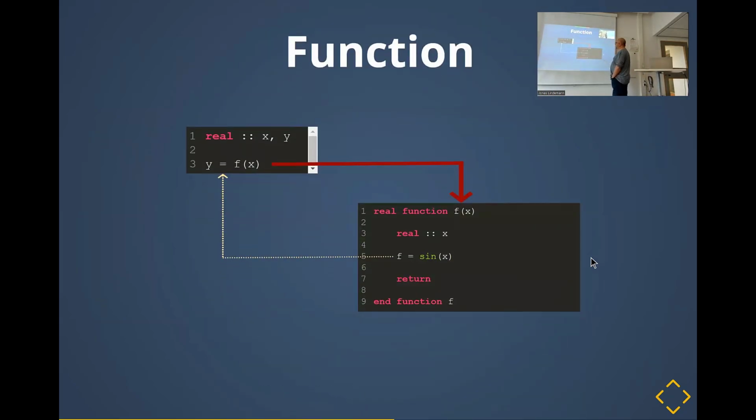So here I have a function f of x, returns a real. And then if I do y equals f of x, this is the return value, which will be assigned to y.